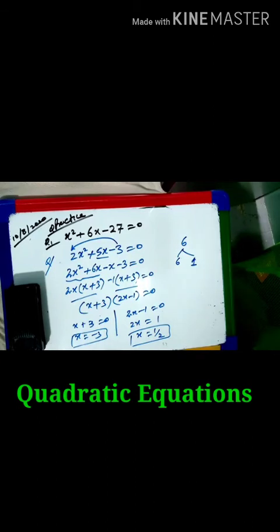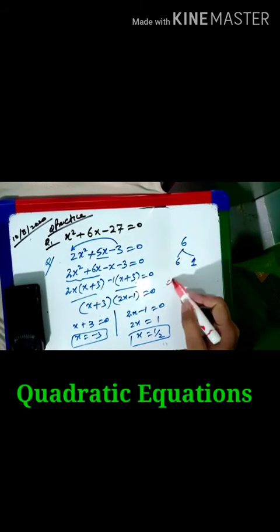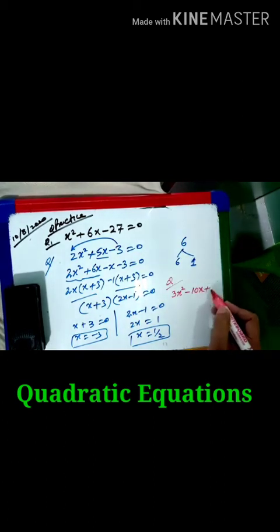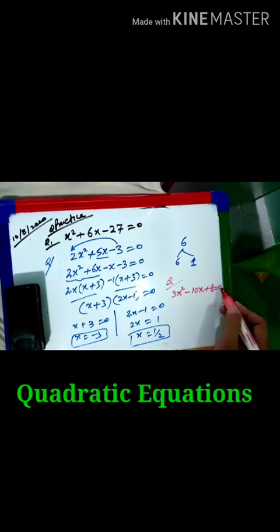Yeah. Very nice. Now it is your turn. I will write a question over here. I will not remove this one, maybe you need help. So I'm writing one question over here and you will try. The question is 3x square minus 10x plus 8 equal to 0. This question you will do.